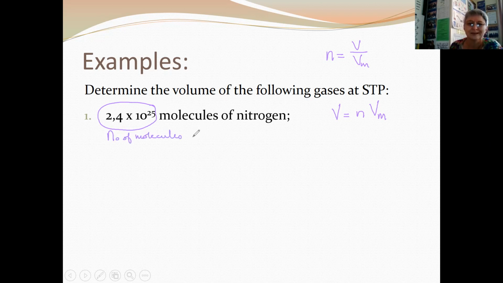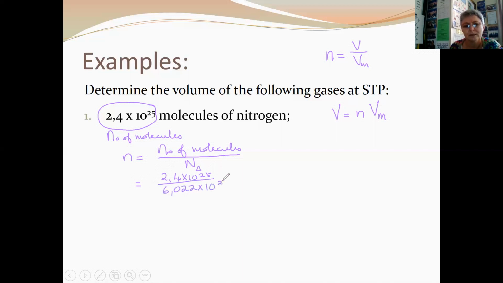And if we have the number of particles, so this is the number of molecules, we need to calculate the moles first. So the moles of nitrogen would be the number of molecules divided by Avogadro's number. So this would be 2.4 times 10 to the 25 divided by 6.022 times 10 to the 23.